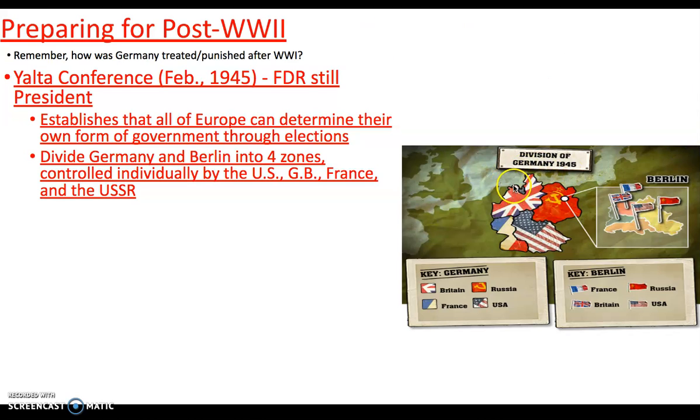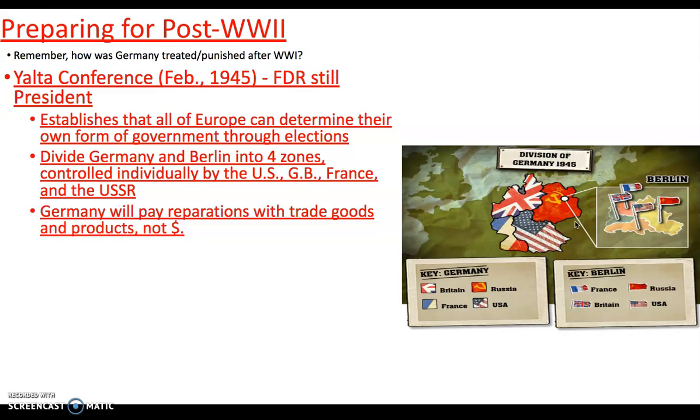All right, so you can kind of see that over here, Great Britain in this section, the United States over here, France along their border with Germany, and then the Soviet Union here in the east, Berlin divided up along the exact same kind of division. All right, it's only supposed to be temporary. Germany will pay reparations, but with trade goods and products, not money like they did after World War I.